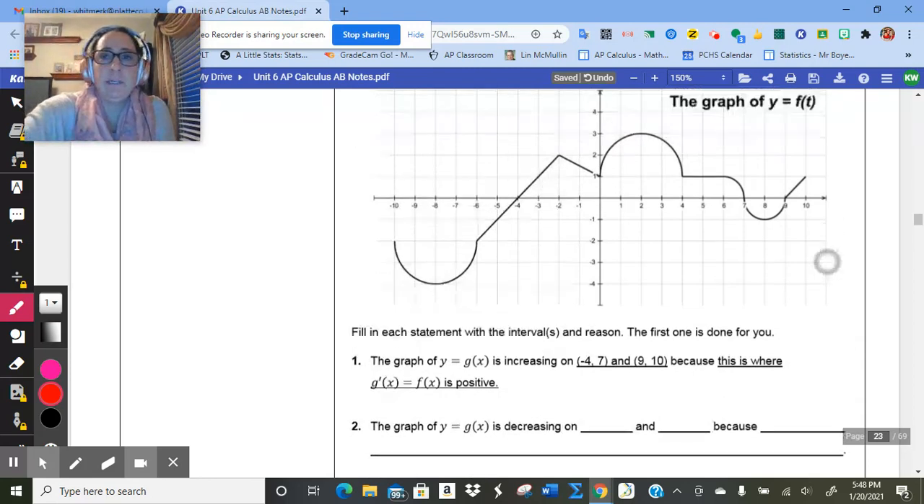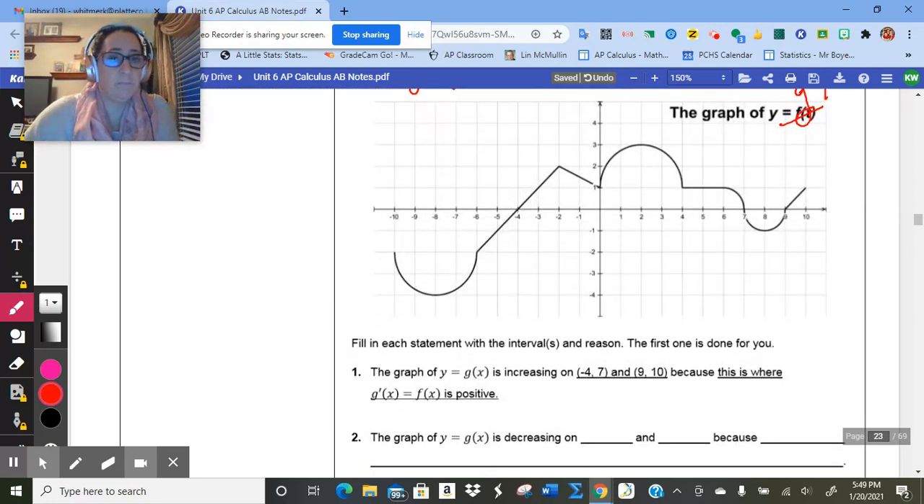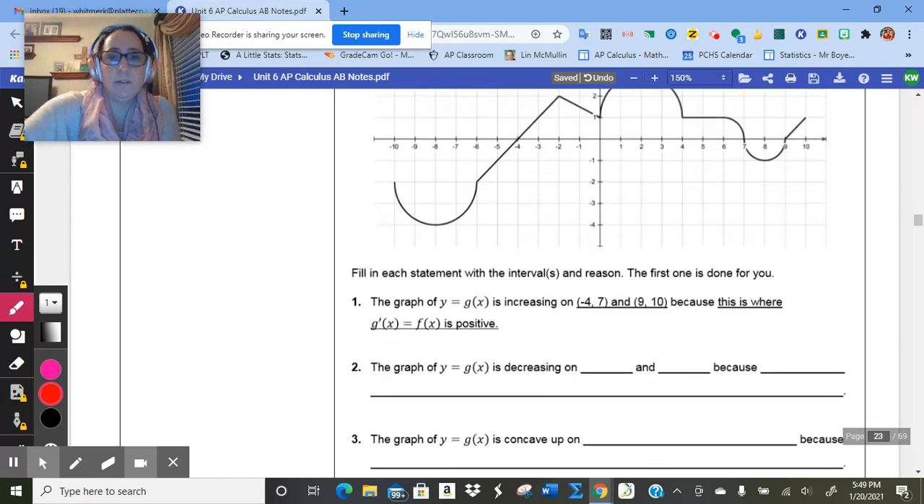Next one, here is our beautiful graph of F. And remember now, G prime is F. So this is actually the graph of G prime. And I always just cross it out and make that connection. And then I can use what we learned back in the last unit. And it's not so bad at all. Okay? So this is a fill in the blank for these statements.